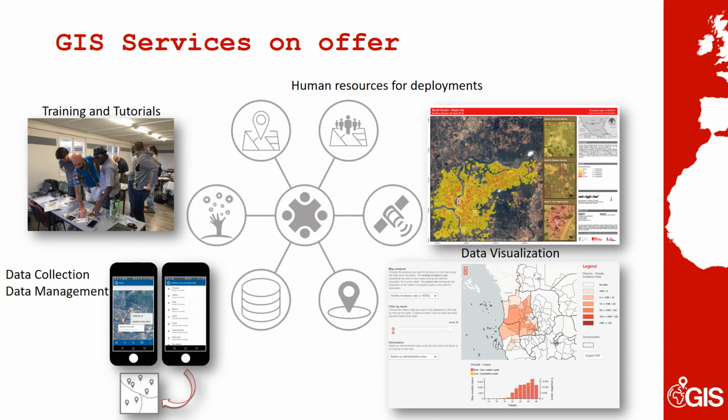So how can GIS support operations? What can we offer as a GIS unit? We can offer human resources for deployment. This means that colleagues in projects are requesting that GIS specialists come to the project to help produce maps, to help with data visualization, and to produce maps from base maps to analysis of areas where there were no maps existing prior to this intervention.